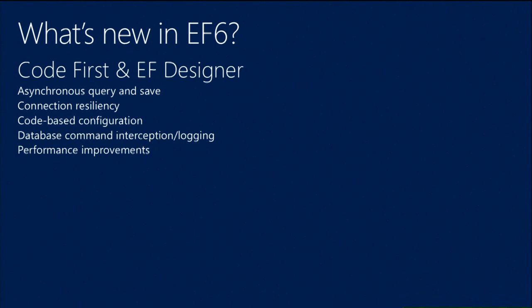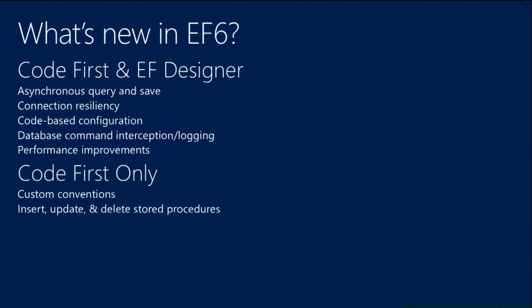And there's a heap of performance improvements, including at least one that was contributed by a community member, which significantly increases the warm-up time of Entity Framework. So all of those features were code first and the designer. These features are only code first, which is custom conventions and stored proc support for code first. Stored proc support is only for code first because it already was in the designer before EF6, so you could use the procs in the model before. Now you can use them in code first as well.